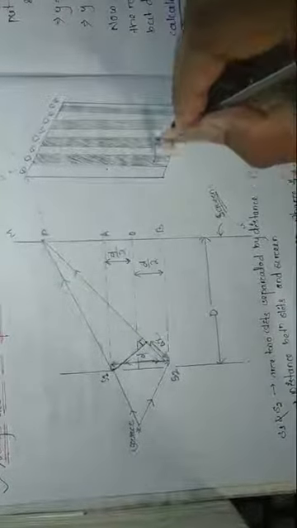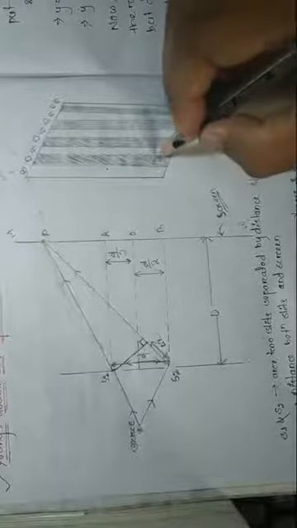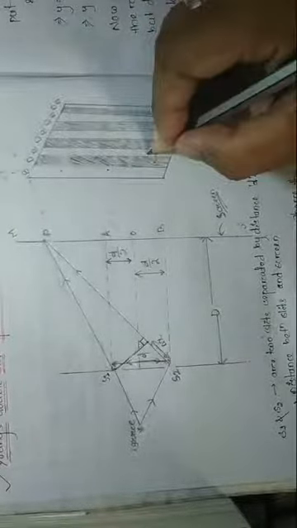However, many books have written that the distance between two consecutive bright or dark fringes is called the fringe width. So this is the center of one dark fringe, and this is the center of another dark fringe. The distance between the centers of two dark fringes, or from one bright to another bright, is called the fringe width. Two consecutive bright fringes or two consecutive dark fringes, the distance is called the fringe width.